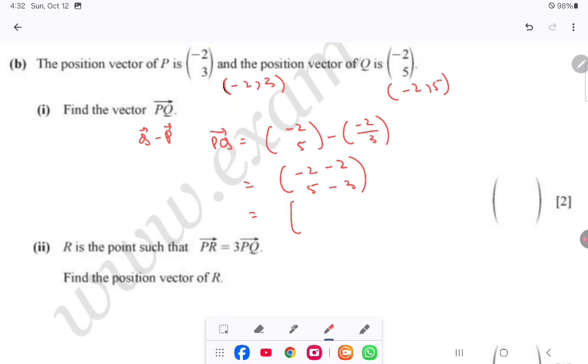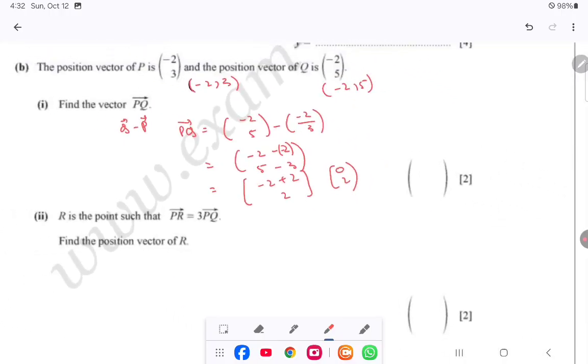Now negative of 2. So this 2 is in the negative. Now what are we going to have to do? Negative, negative, positive, and 5 minus 3 will become 2. So negative 2, positive 2 will become 0. So it is 0 over 2. This is the vector PQ, 0 over 0, 2, or we can say (0, 2).